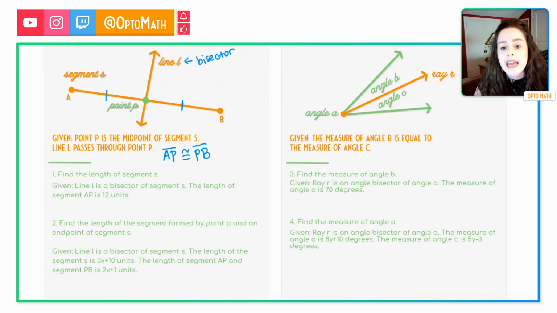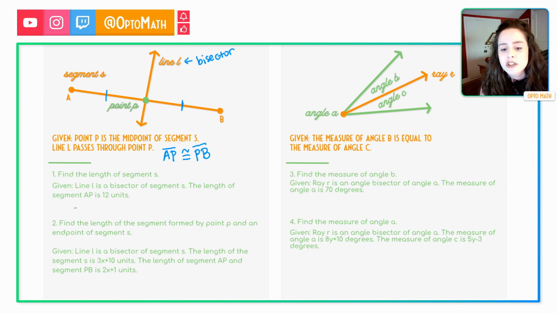Let's take a look at number 1. It says find the length of segment S. So that's our goal, find the length of the entire segment S. And we're given that line L is a bisector of segment S. Good, so we kind of already figured that out, but it gives it to us as well. The length of segment AP is 12 units. Okay, so if AP is 12 units, that's 1/2 of the entire segment S.